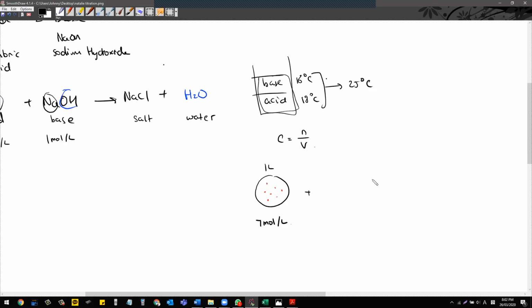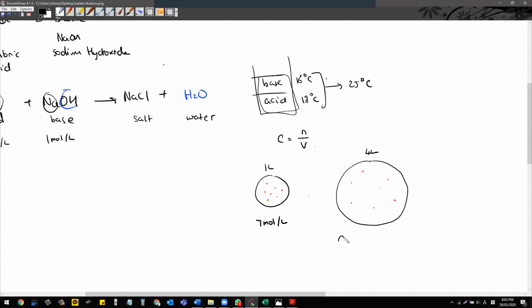So if I also have a much bigger balloon, let's say that's 4 liters, and I have the same number of moles, 1, 2, 3, 4, 5, 6, 7. Now, what is the concentration here? Is it going to be lower or higher? It's going to be lower. It's going to be lower, that's right.